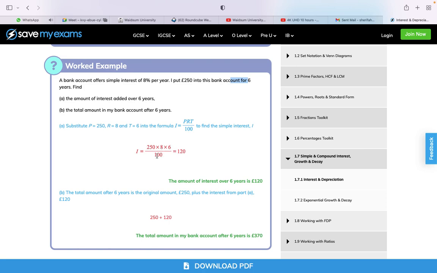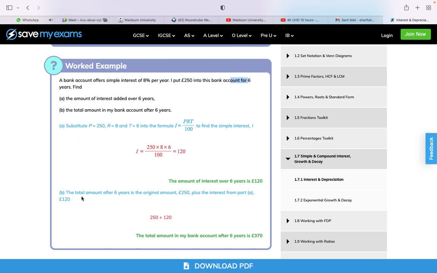So divide by 100. When you do this, if you don't have a calculator, you can do it manually, right? This 0 cancels one of these 0s. 2 can go into 8, you get 4, 2 goes into 250, you get 5, right? The 5 at the denominator remaining, divide by 25. 5 into 5, 1, 5 into 25, 5. So you have 5 times 4 times 6. That will give us 120, right? So this is what we get as the interest, 120. So this is for the first question.